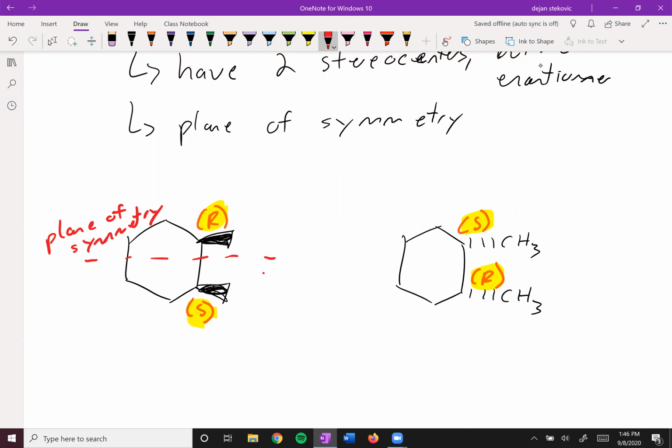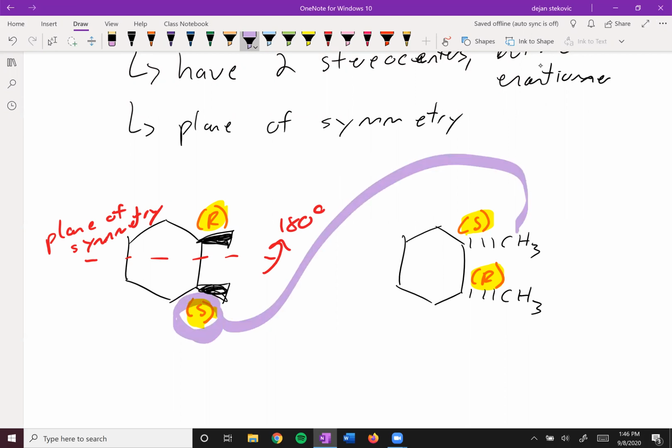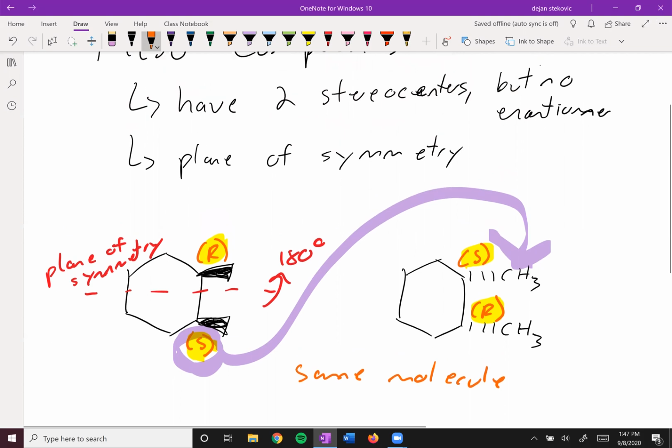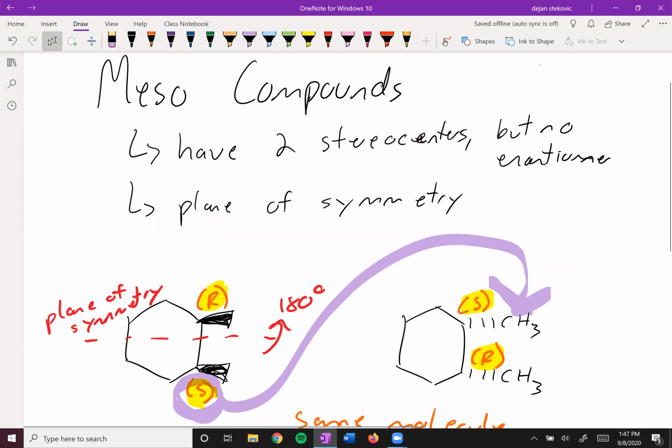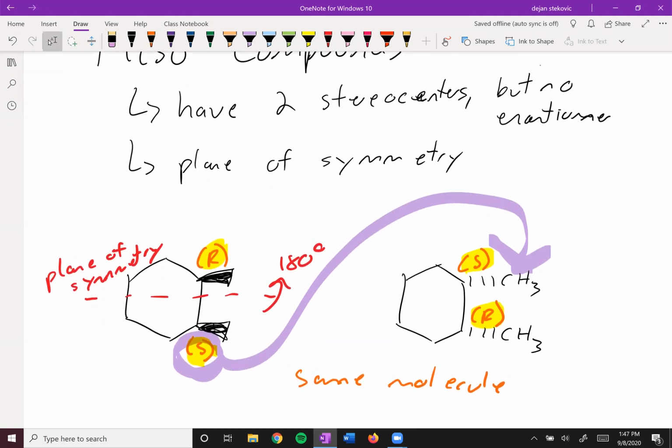And so what happens if you rotate 180 degrees about this, you'll see that these molecules are actually the same, right? If you rotate 180 degrees, it's just that this one becomes this one. And so these two on the left and the right are the same molecule. These are not enantiomers of one another. They are mirror images, but they are superimposable. So it has two stereocenters, but it does not have an enantiomer.